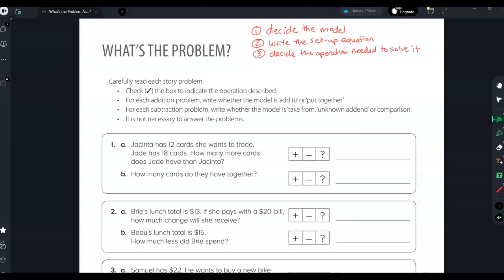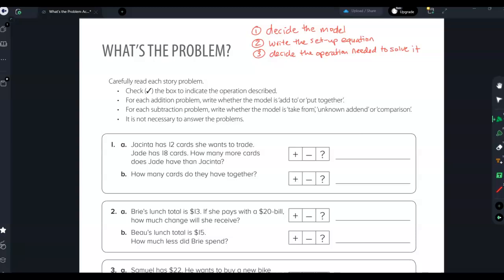Jacinta has 12 cards she wants to trade. Jade has 18 cards. How many more cards does Jade have than Jacinta? First thing we want to do here is decide the model. So do we have a starting value that we're changing by increasing or decreasing it? No, that's not happening here.